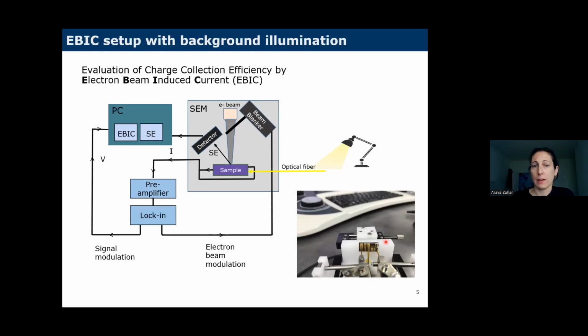Now my sample is ready, and I insert it into the SEM. What the SEM can do is first give me a secondary electron image, which is what an SEM usually does. But I can also use the electron beam as a very fine probe that can electronically excite a hole and an electron. Because I'm bombarding my sample with electrons, I get local excitation, and I can collect the current if there is current, similarly to how I collect the secondary electrons.